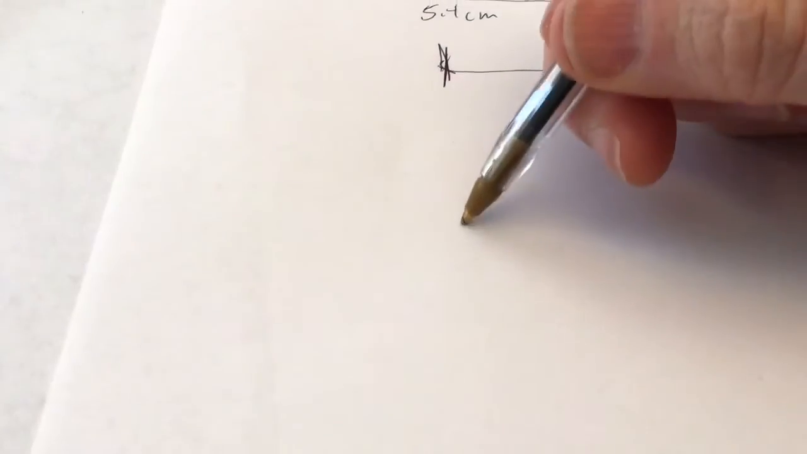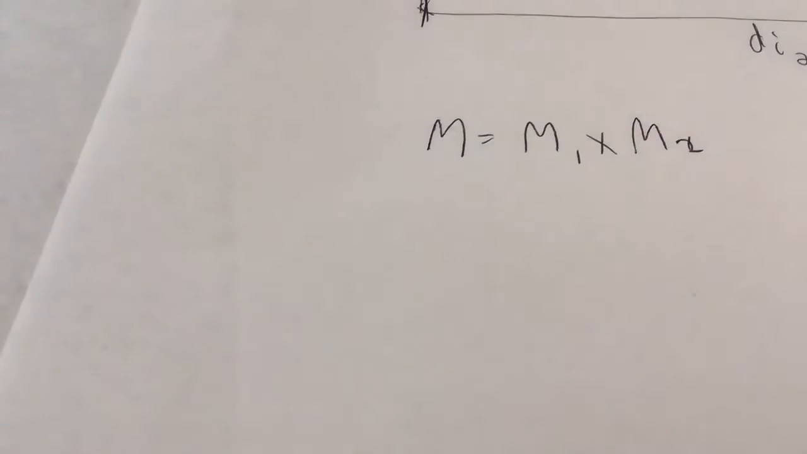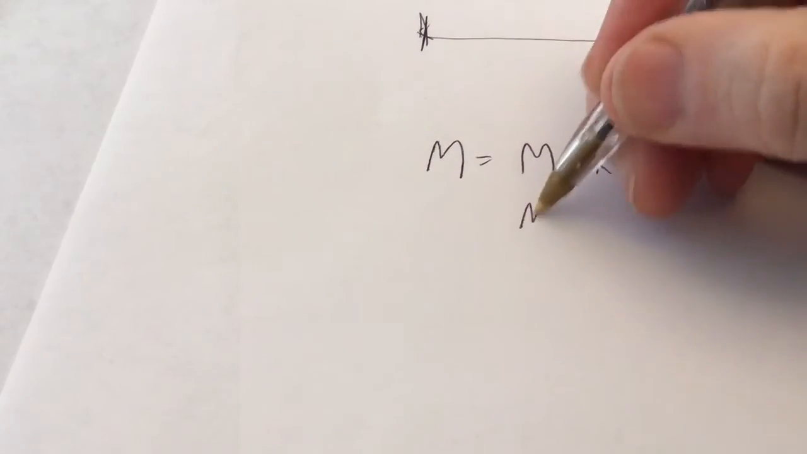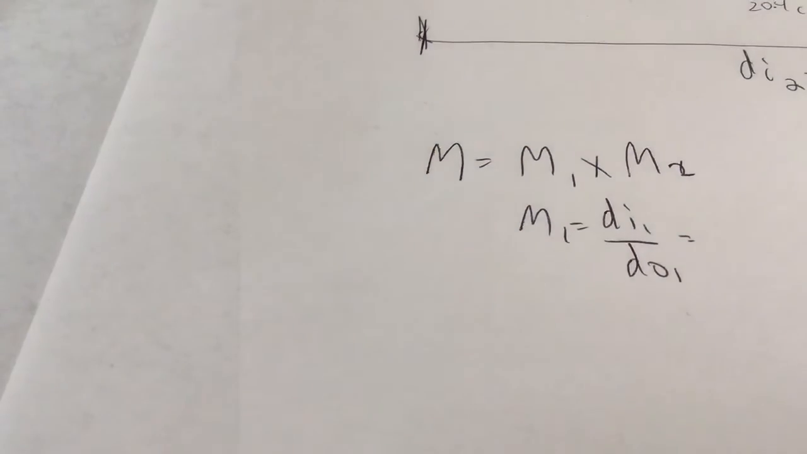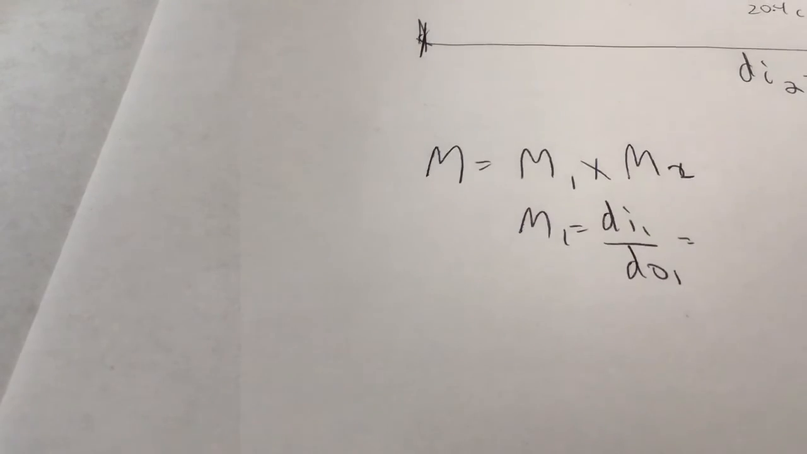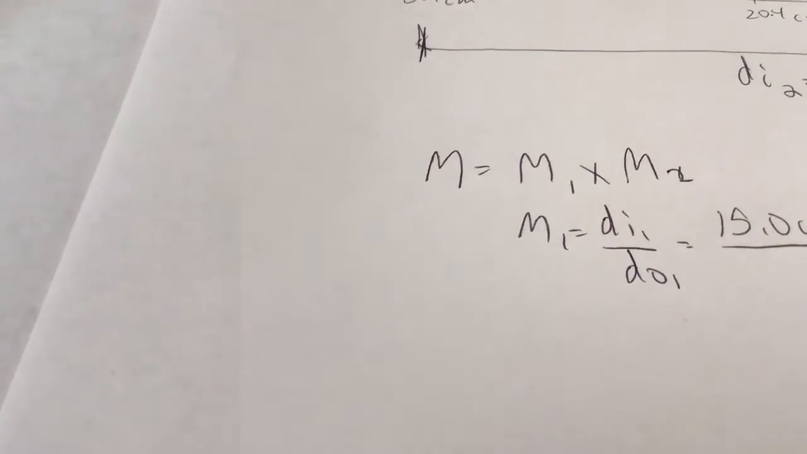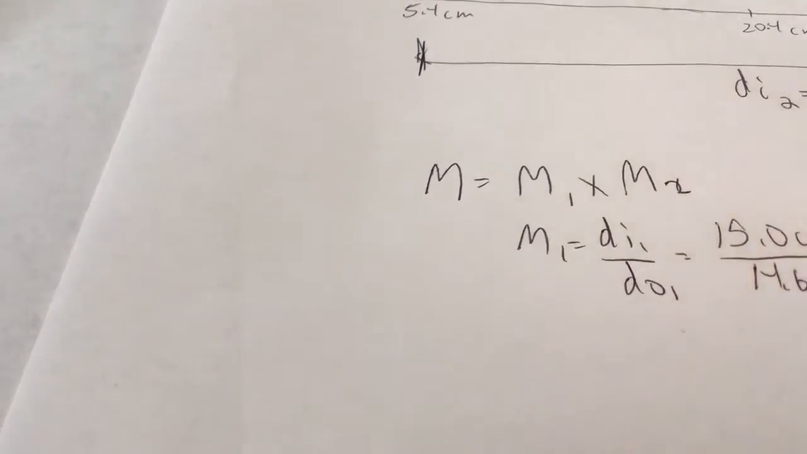Right? So let's find the magnification of the system. If you have a two-lens system, the magnification is equal to the magnification of lens number 1 times the magnification of lens number 2. Magnification of 1 is the image distance over the object distance for lens number 1. So M1 is DI1 over DO1. So check your data. What is DI1? That's 15 centimeters, right? 15.0 centimeters. DO1, that's 14.6 centimeters. So you can calculate that.